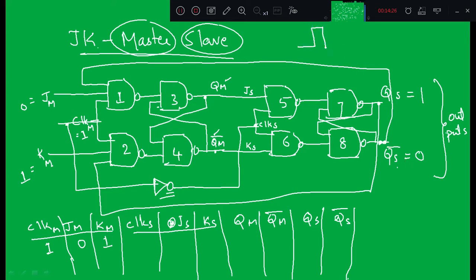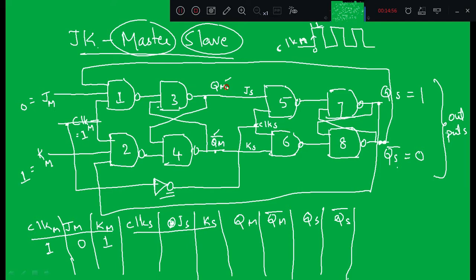So let us take this as the control input. Clock M, clock S we are not providing externally, because only clock M we are providing externally, and the complemented output of clock M is connected to clock S. So if this is clock M, when it changes from 0 to 1, whether you take that edge or level doesn't matter, clock M will become 1.